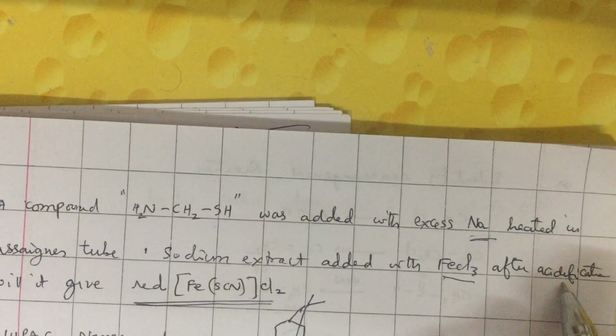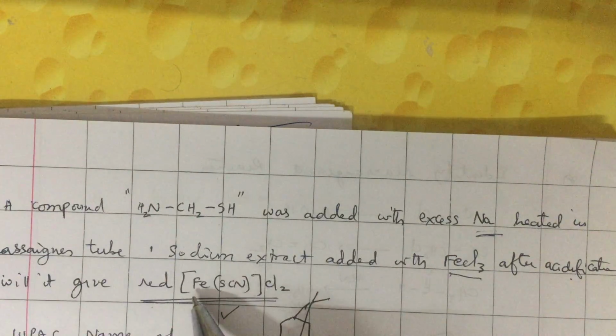Let's explore some questions from basic organic chemistry. A compound NH2CH2SH was subjected to Lassaigne test with excess of sodium. The sodium extract was added with ferric chloride after acidification. Now the question is, will it give the red complex of thiocyanate with ferric ions?